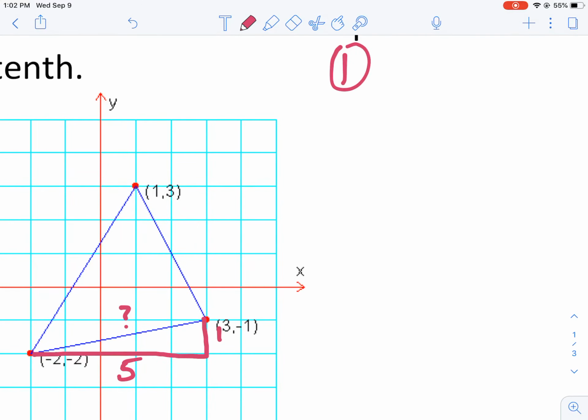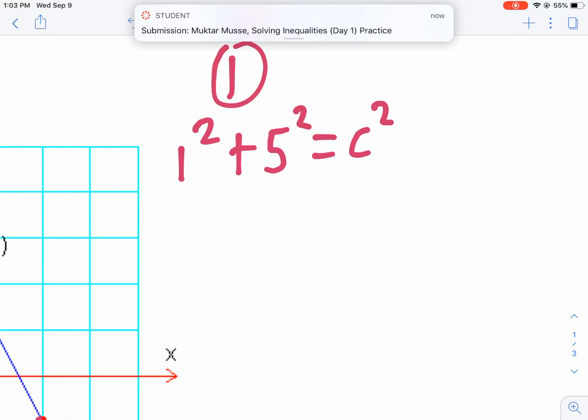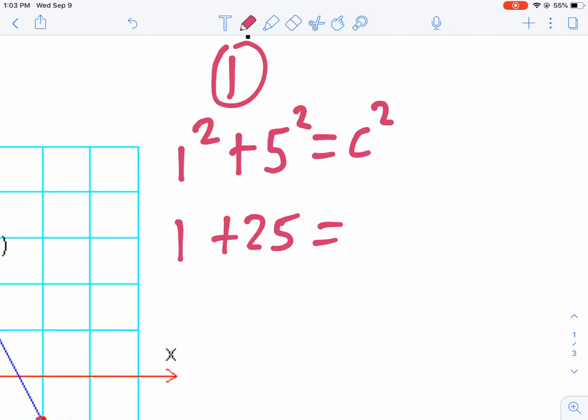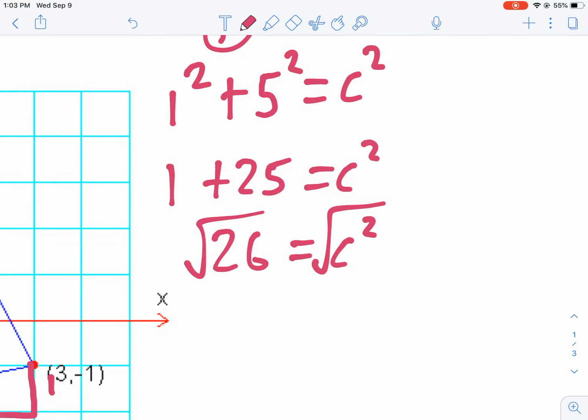Once you've got the lengths of your right triangle, now we're going to use the Pythagorean theorem. So we've got 1 squared plus 5 squared equals c squared. So we need to solve this, all right? 1 plus 25 equals c squared. 1 plus 25, that's 26. Now, we were messing this up on our quiz, all right? Once you're at this point, to get rid of the squared, you have to take the square root, all right? So c equals the square root of 26, all right?